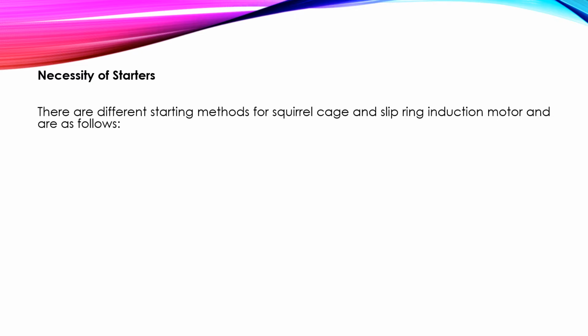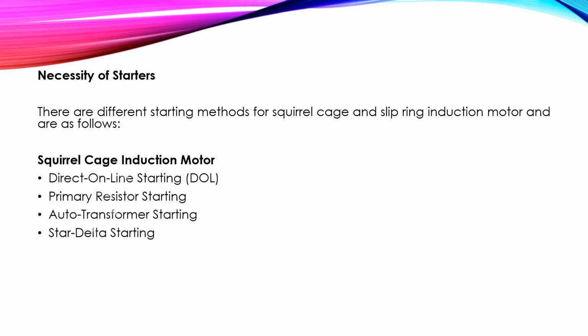Once the motor reaches the normal speed, the full voltage can then be applied. So now we'll see the different starting methods for squirrel cage and slip ring induction motors, and they are as follows. For squirrel cage induction motor, the different starters used are direct online starter, that is DOL starter, primary resistor starter, auto transformer starting, and star delta starter. And for slip ring induction motor, the starter is rotor resistance starter.